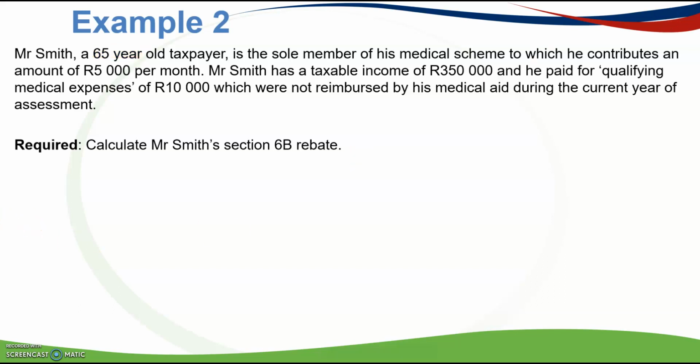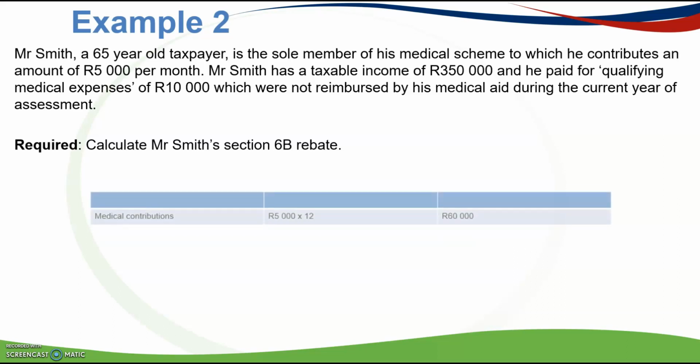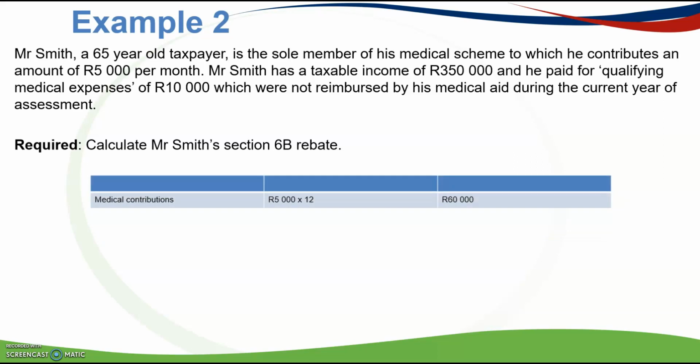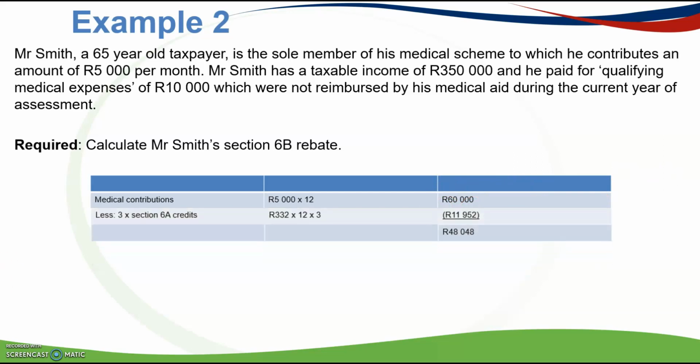So if we need to calculate Mr. Smith's Section 6B rebates, we would look at the following steps. It's different from when you're dealing with a taxpayer that is younger than 65. You will have the medical contributions, that is 5,000 times 12. So that is the contribution towards the scheme of 5,000 rand made by Mr. Smith for 12 months, and you get to that amount of 60,000, similar to the previous example. Right, and then less 3 times Section 6A credits.